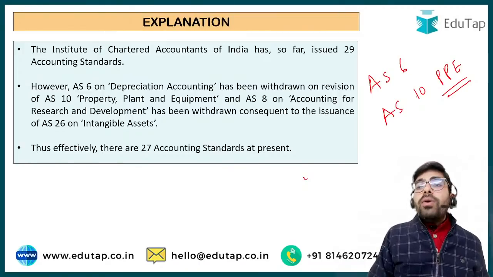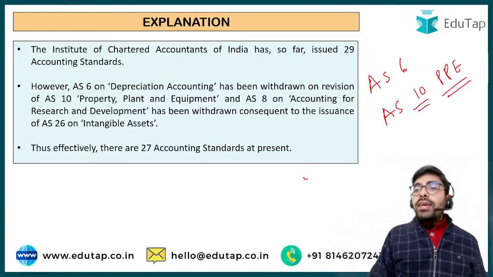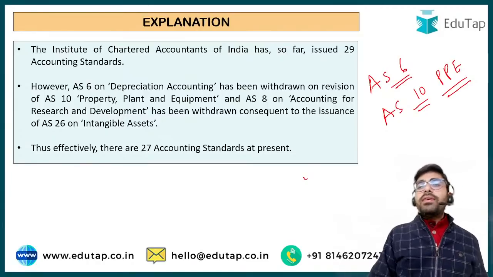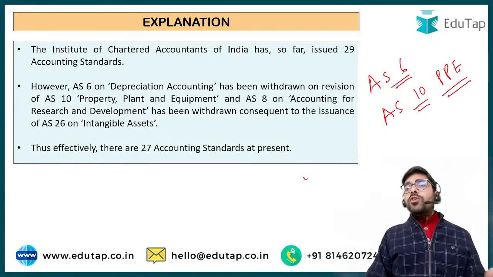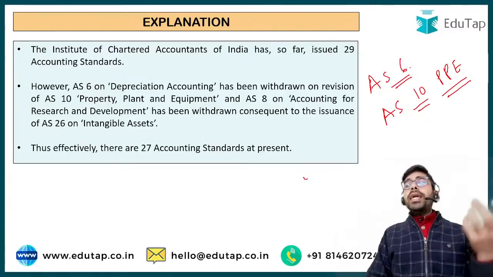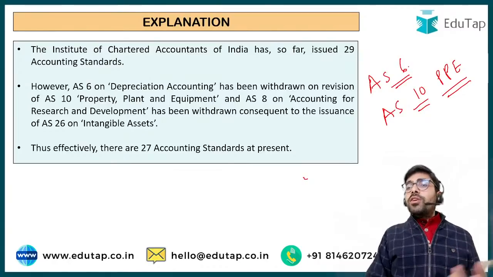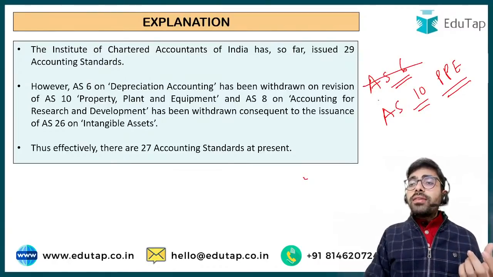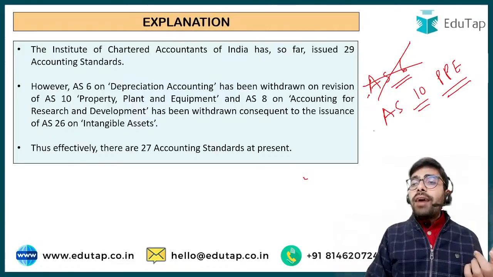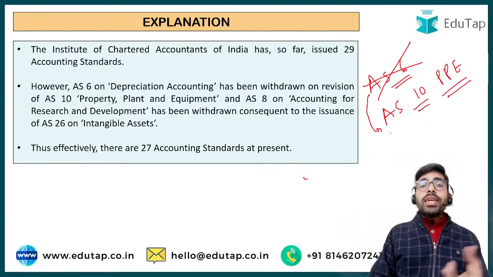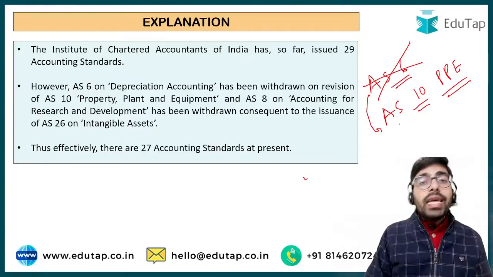Okay, so now accounting standard 10 was revised, and we came to know that depreciation is related to fixed assets only. So why have two separate accounting standards related to fixed assets? So now we have abolished accounting standard 6, and we only have accounting standard 10, which is related to your fixed assets, property, plant and equipment.